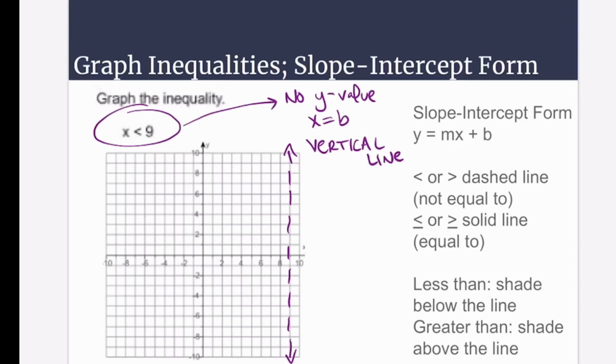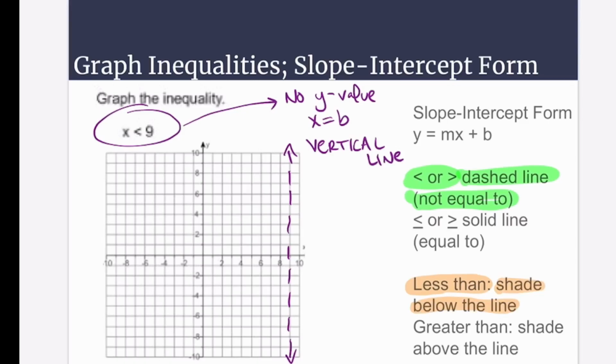The reason I use the dashed line is because we're using less than or greater than. So if the inequality is not equal to, we use dashed lines to show that 9 is not going to work in our solution. So then we have to shade this. In this case, our inequality says x is less than 9. So if our inequality says less than, we're going to shade below the line.